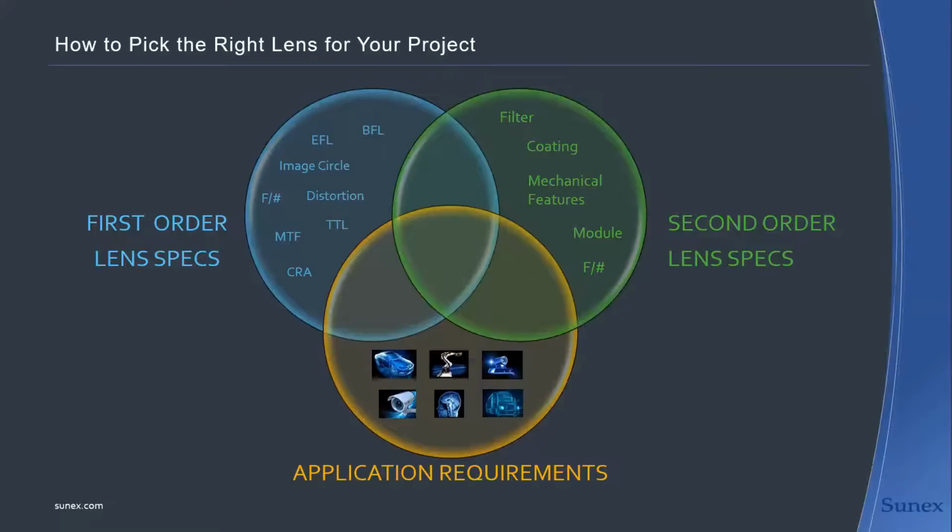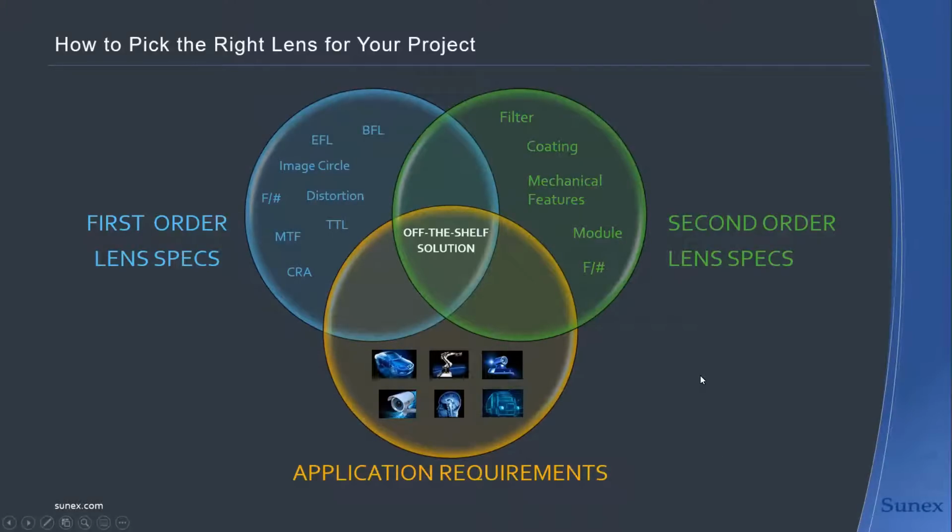The first order lens specs, this is actually what we're going to address here today, because this is where our online tools are going to help you navigate and get to a set of lenses that might be a good choice for your application. The second order lens specs is actually what we're going to address in 2 weeks from now in the next seminar, when we discuss what actually can be customized and how would that look like for a particular lens.